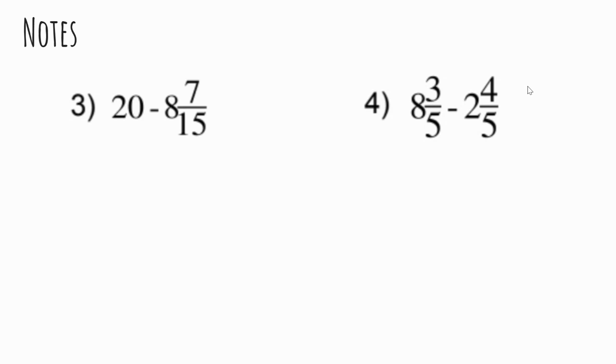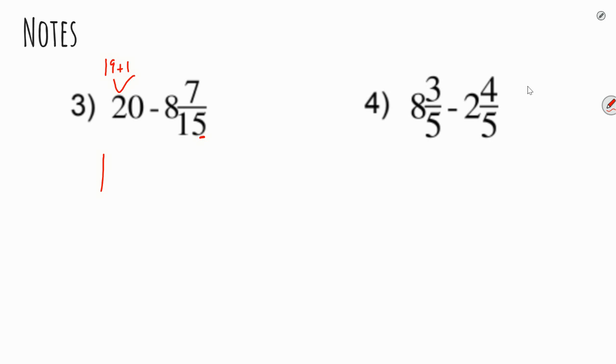Okay, now 3, we have a whole number, and we need to take away 8 and 7/15. Well, I have to rewrite my whole number as a mixed number, but it's the same value. Okay, so if I know 19 plus 1 make 20, I need to make a fraction that's going to equal 1. So look at my denominator here, and I see I have 15. So if you had 15 cookies and you ate all 15, you ate the whole batch.